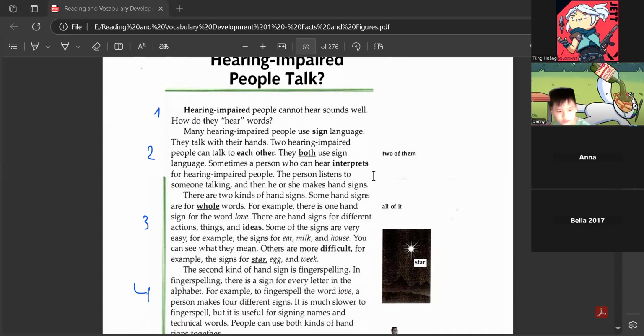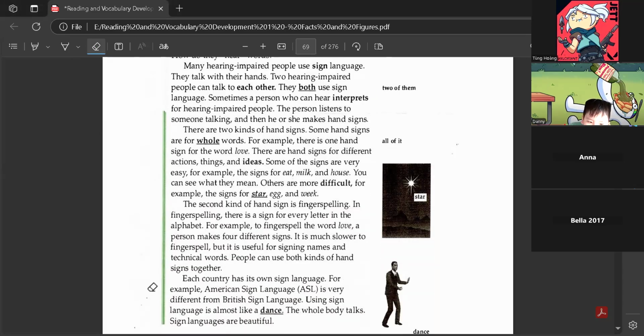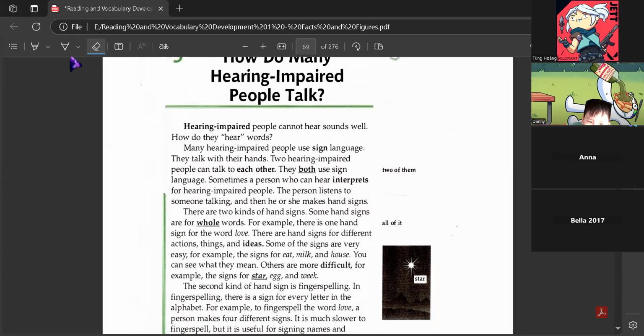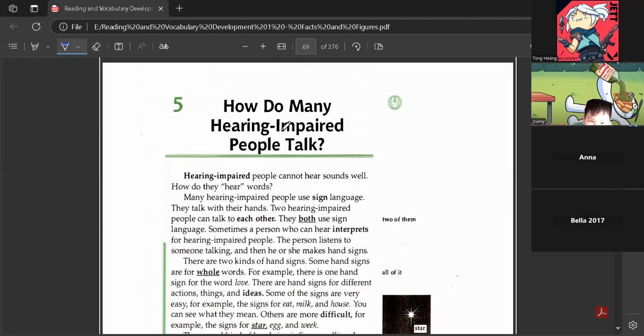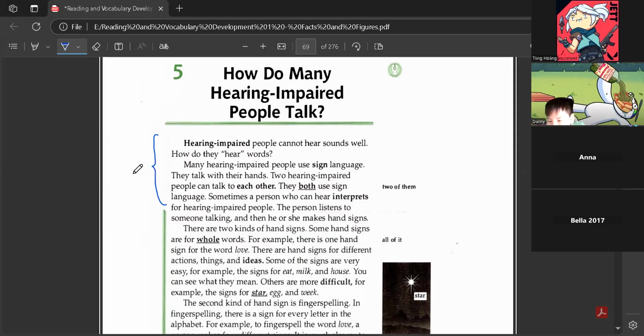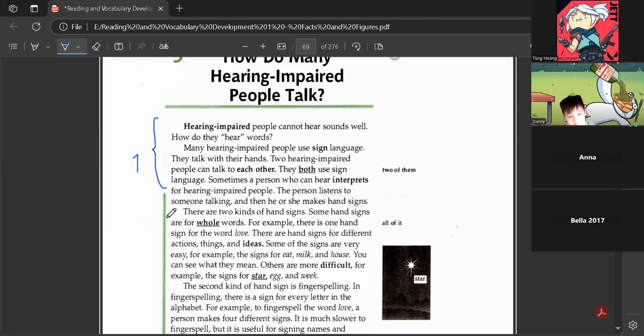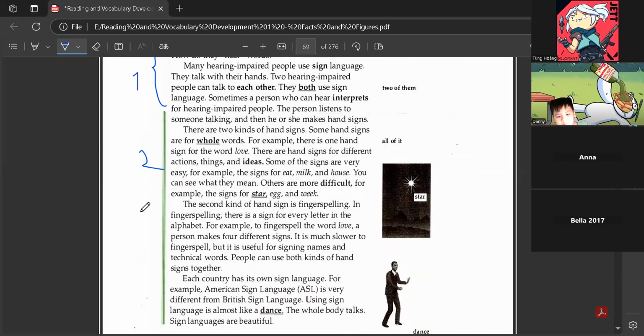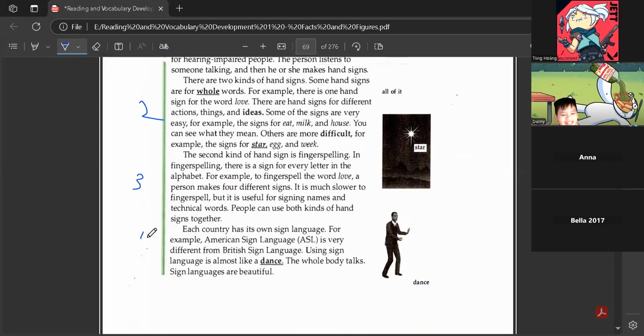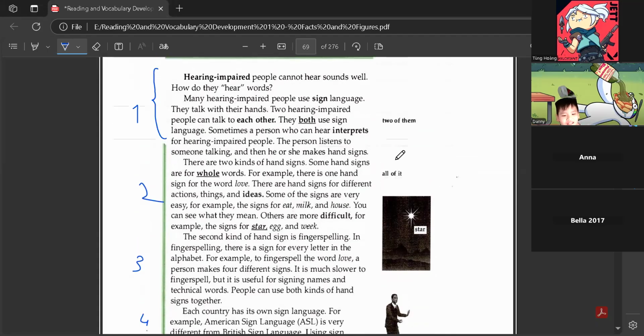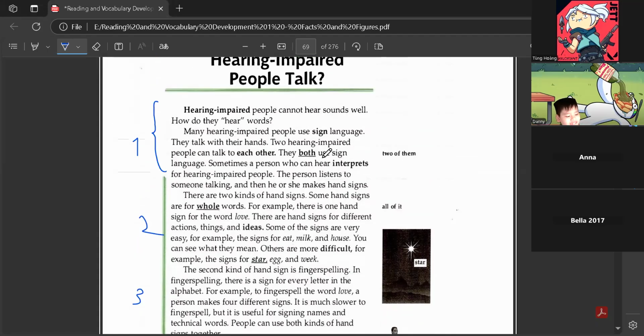Okay, so let me divide it again. We're going to read "How do many hearing impaired people talk?" The first one is going to read these two paragraphs, then the second one, the third one, and the fourth. So for the first paragraph, may I invite Danny.